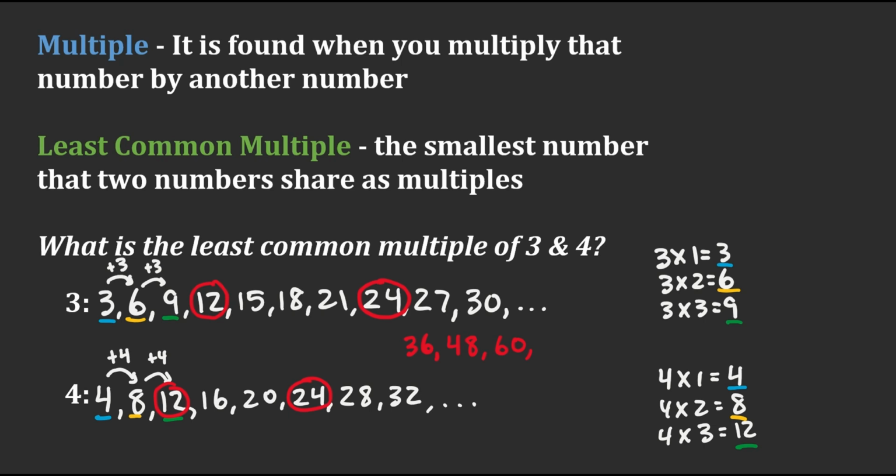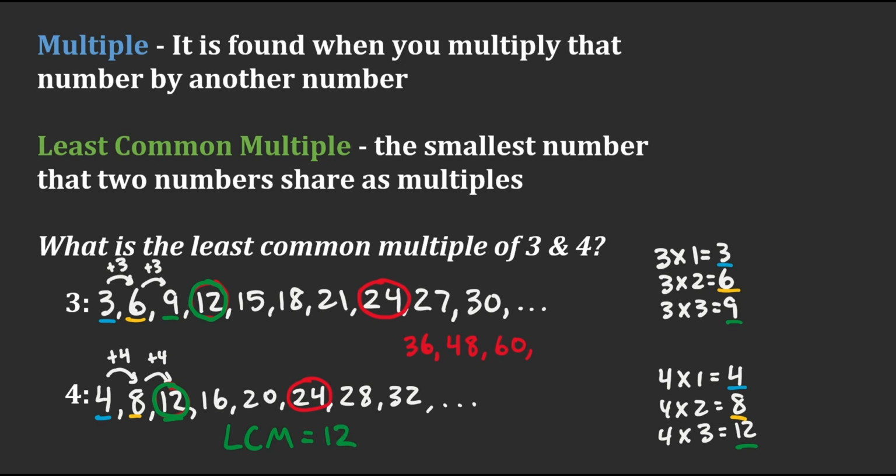But now let's talk about that least common multiple up there in green. The least common multiple is the smallest number that two numbers share as multiples. Well, I just listed out 12, 24, 36, 48, 60. Those are common multiples of 3 and 4. But what's the smallest number of those common multiples? Well, it's the first number that they land on that they have in common, which is 12. So the least common multiple, LCM, least common multiple, is 12.